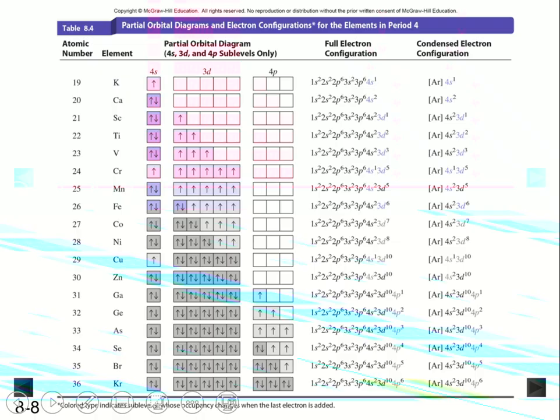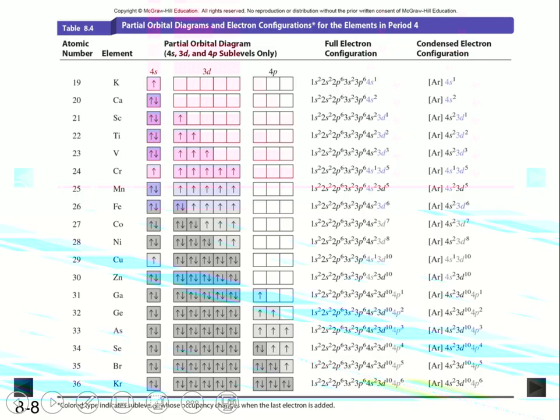So here we see our atomic number, element, partial orbital diagram, full electron configuration, and then the condensed electron configuration. What's worth noting here, let's go through this. Potassium has a 4s1. Calcium comes up next with a 4s2. Once the s's are filled, starting with scandium, we need to go to the d's. So we have 4s2 3d1, titanium is 4s2 3d2, vanadium is 4s2 3d3.